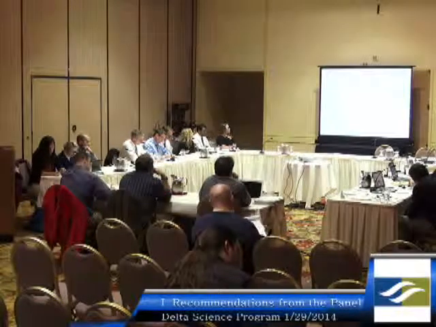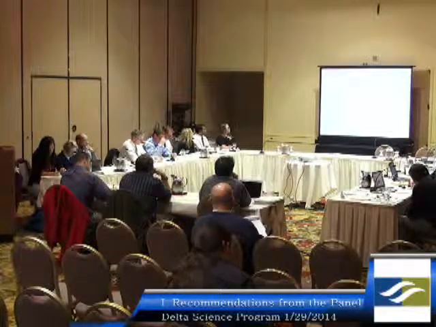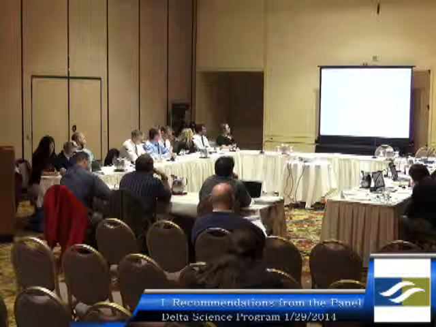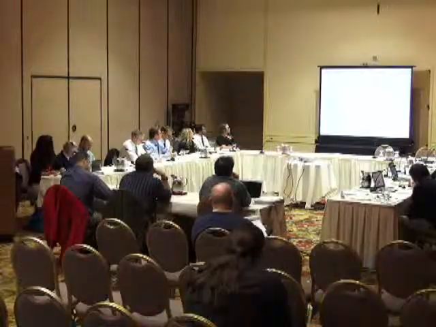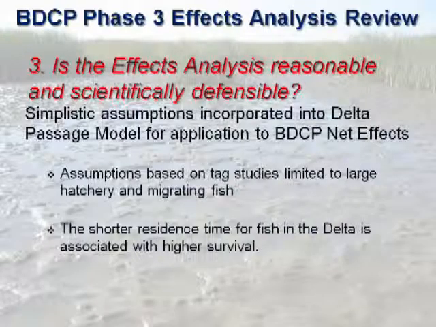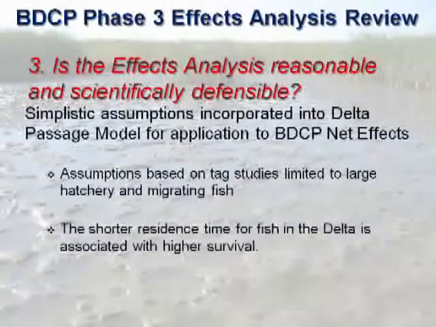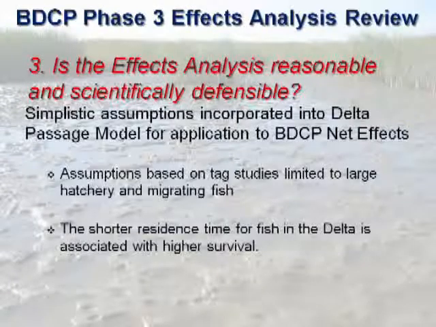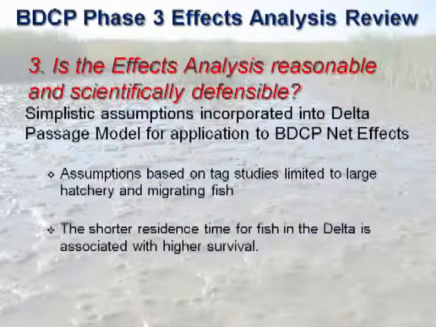There's a feeling that simplistic assumptions were incorporated into the Delta Passage Model for application for net effects, with assumptions based on tag studies of large hatchery migrating fish, and the assumption that shorter residence time for fish in the Delta equates with higher survival. Again, I don't know if somebody wants to weigh in there.